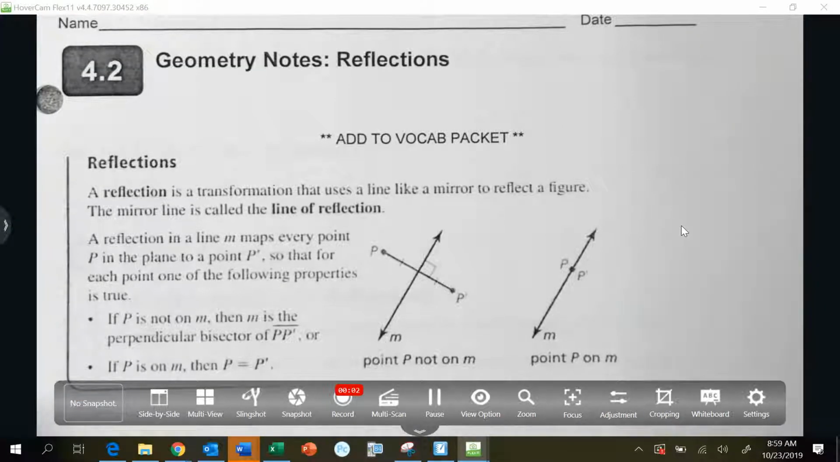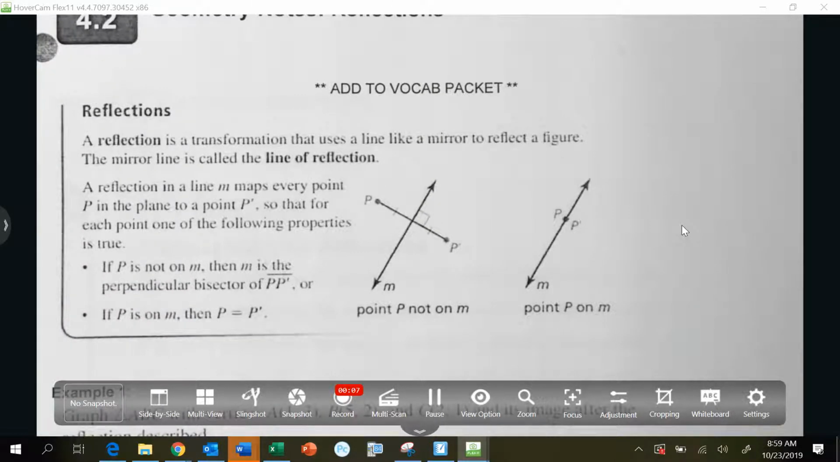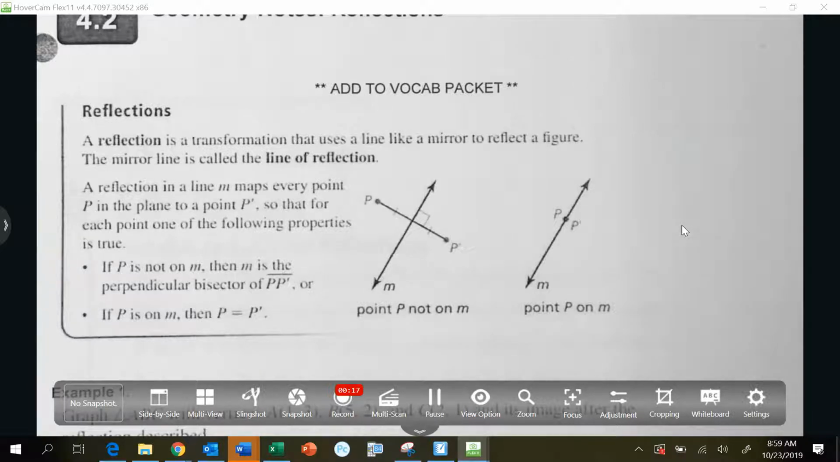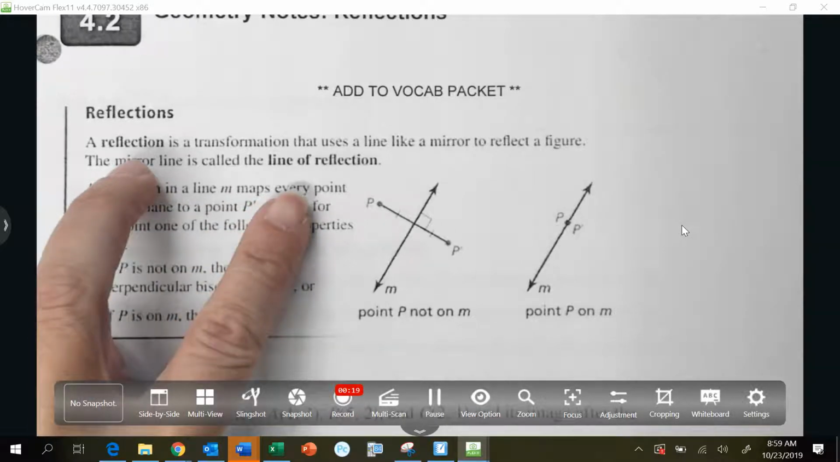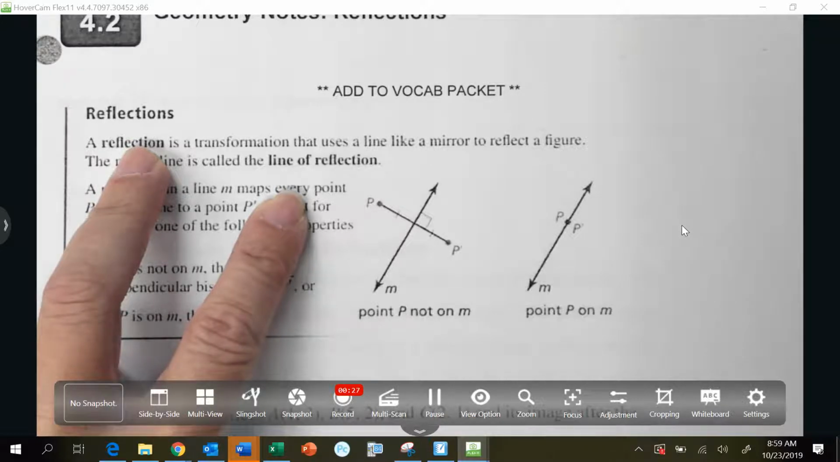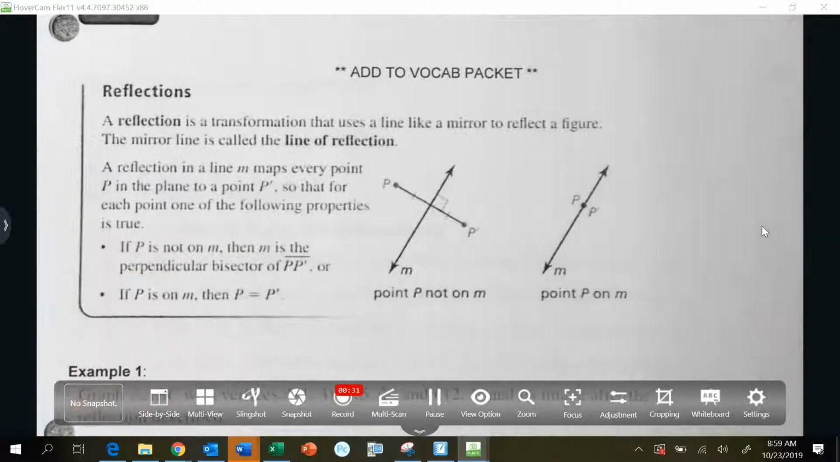Okay, so section 4.2 is reflections. A reflection is a transformation that uses a line like a mirror to reflect a figure. The mirror line is called the line of reflection. You'll see these need to be added to your vocab packet. If you can't figure out the definition from here, where else can you go to find the definitions? The textbook online, like we did yesterday in class. Right. A reflection in the line.